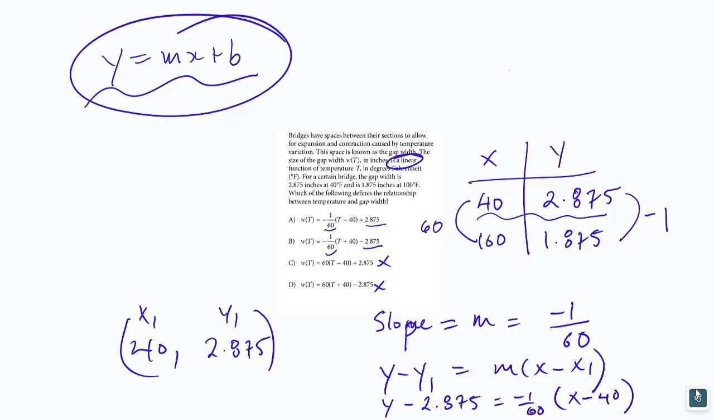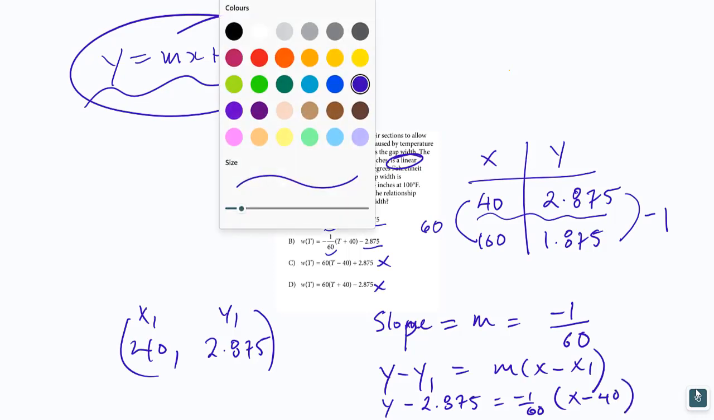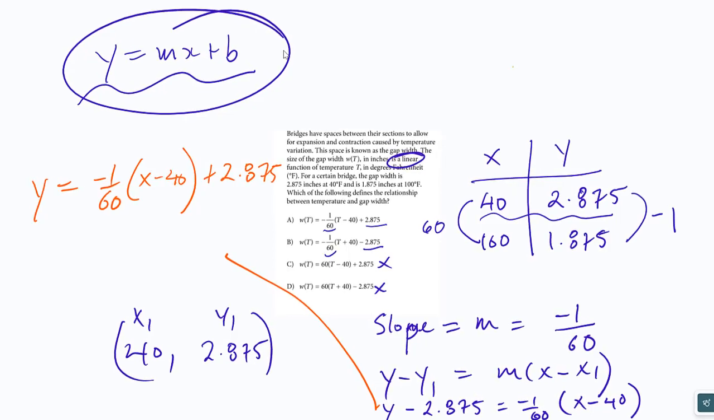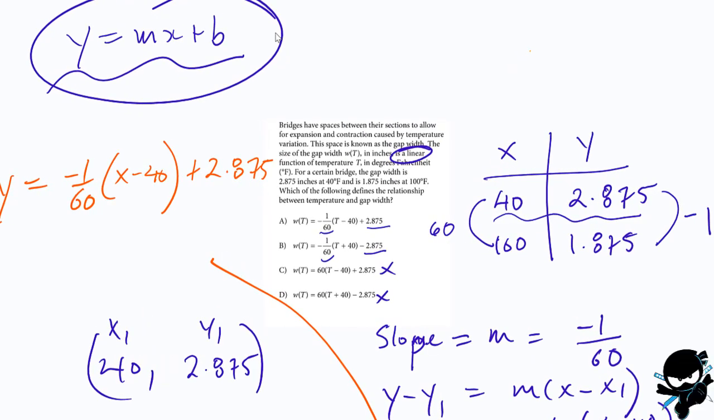Now, as a result, let's switch up my colors a little bit here. I can see now that this equation becomes y equal to, bringing the -2.875 to the right, -1 over 60 parentheses x minus 40 plus 2.875. As a result, my answer is simply going to be A.